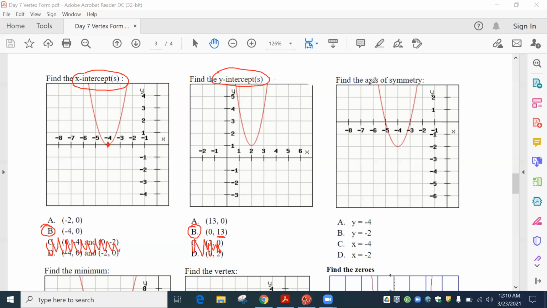All right, axis of symmetry. So that x reminds me that this is x equals. And symmetry reminds me that we split this in half. So it's an x equals that's hitting -4. The answer is C.